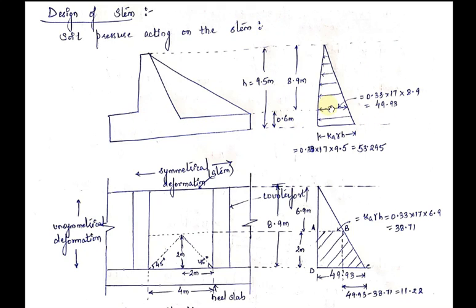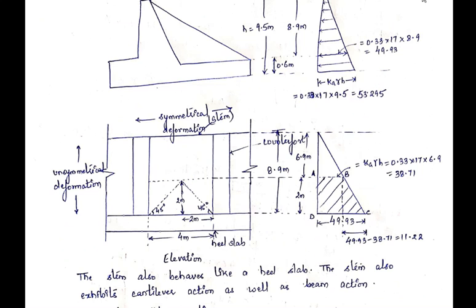Now we will use this diagram to analyze and design the stem. We already discussed that the stem exhibits two types of actions: one is cantilever action and the other is beam action. Along the z-axis, the cantilever action is exhibited, and along the y-axis, the beam action is exhibited. So we will design the stem for these two actions. First of all, we will analyze the stem for the cantilever action.